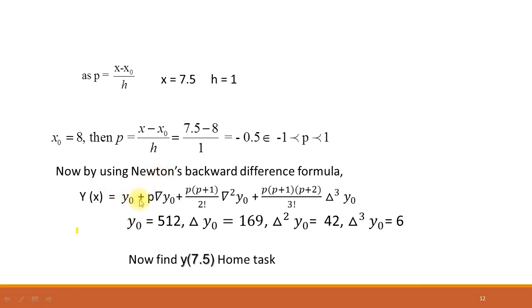So we take x naught equal to 8, and now using Newton backward differences formula, y of x is equal to y naught plus p del y naught plus p into p plus 1 divided by 2 factorial del square y naught plus p into p plus 1 into p plus 2 divided by 3 factorial del cube y naught. Now dear students, take the values of y naught, del square and del cube from the table, since in the table we take x naught equal to 8 for the value of p.